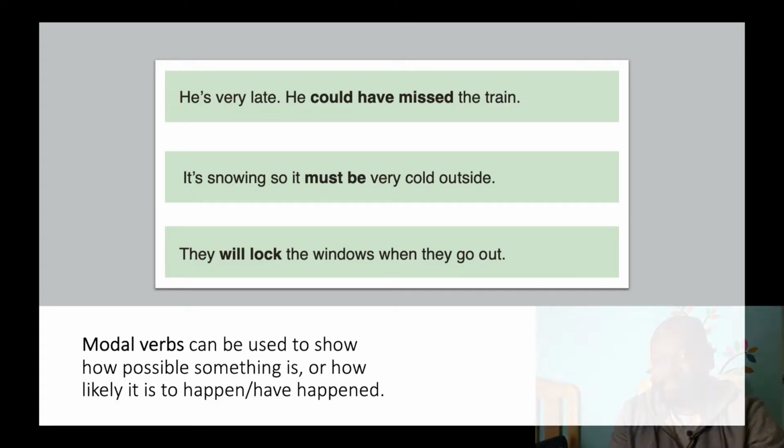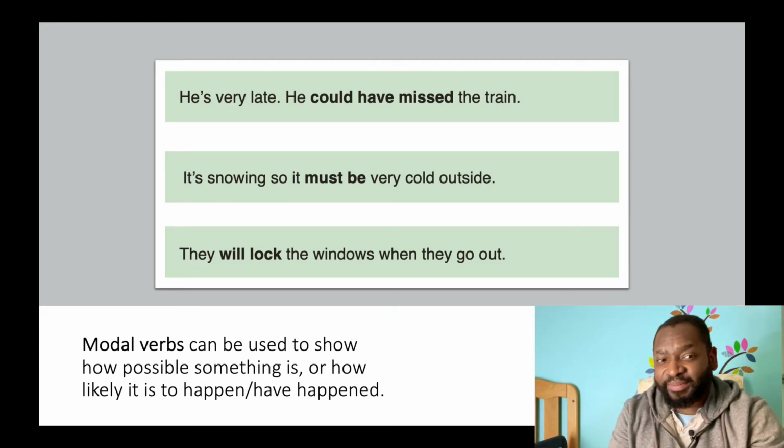Now, remember, modal verbs can also be used to show how possible something is and how likely it is to happen or have happened. Here are some examples. He's very late. He could have missed the train. It's snowing, so it must be very cold outside. They will lock the windows when they go out.